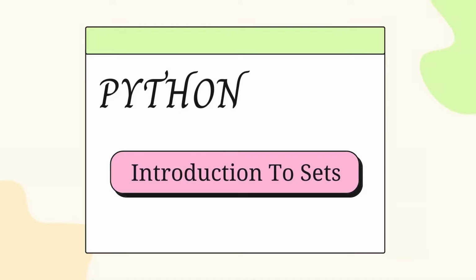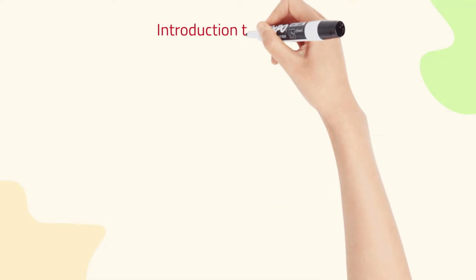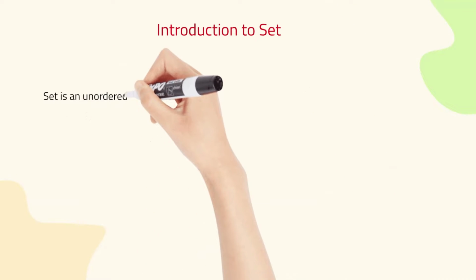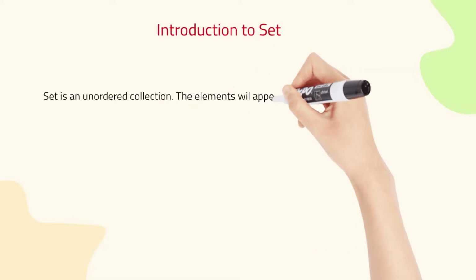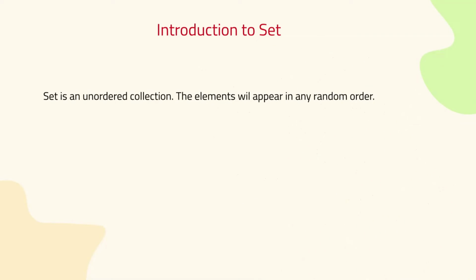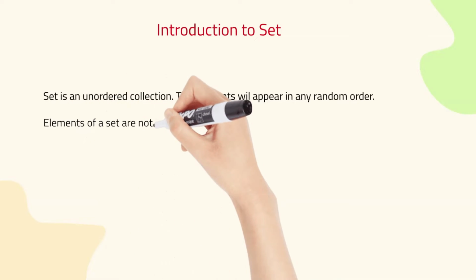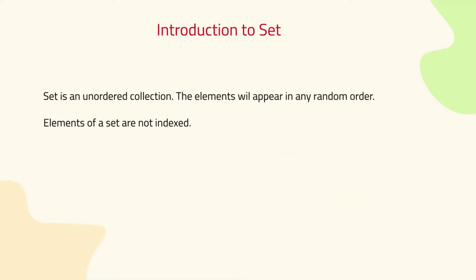In this video we will discuss the basics of using sets in Python and its features. Sets are unordered collections of elements. The order of the elements is not fixed and they appear randomly. The set elements are not indexed. There is no concept of positive and negative indexing as there was for lists and tuples.